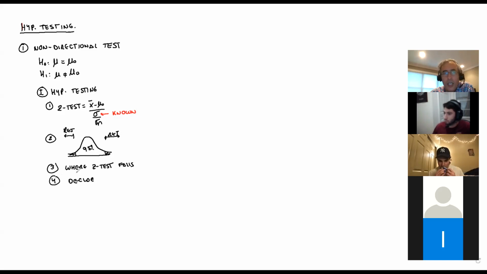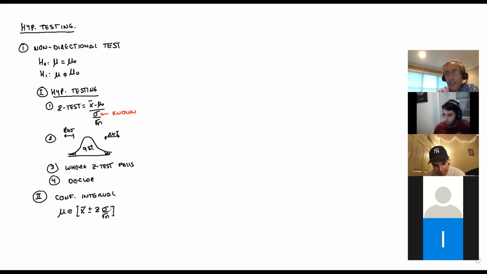This was number one. The second method that you can use for hypothesis testing when you have a non-directional test is a confidence interval. Remember, what we say here simply was that mu belongs to x bar plus minus c sigma over the square root of n. And what was the decision here, guys? If the hypothesis value, mu zero, falls within the limits, then fail to reject.